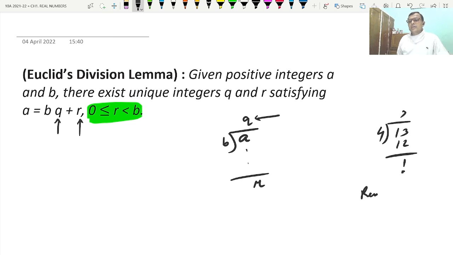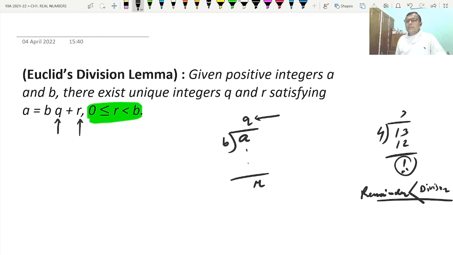Remainder will be always less than the divisor, or not. Can this number be greater than 4? Remainder is always less than the divisor. When you divide 13 by 4, can the remainder be greater than 4?